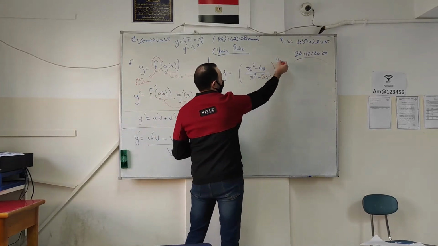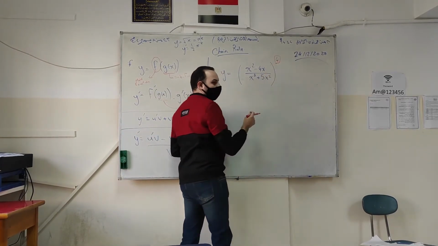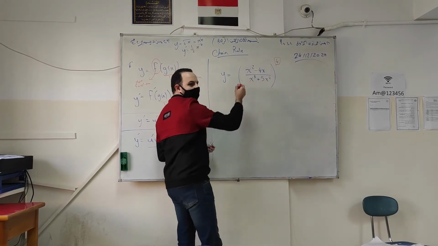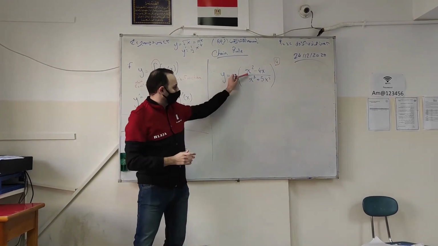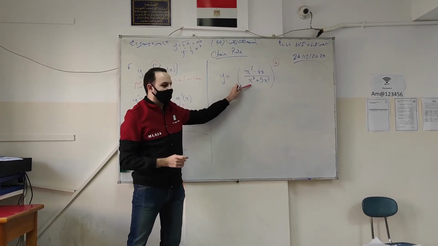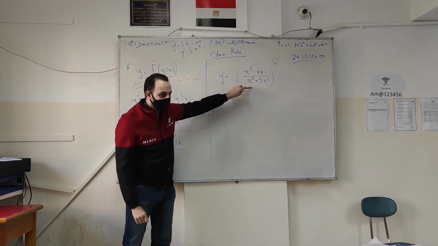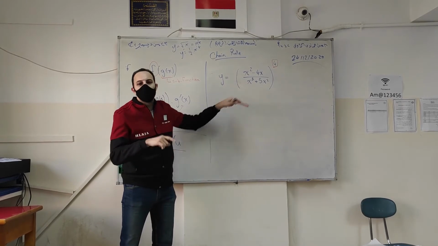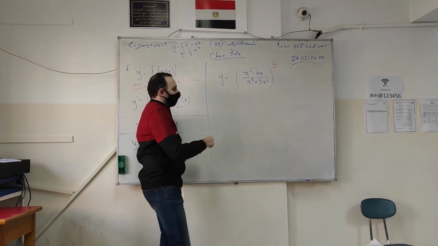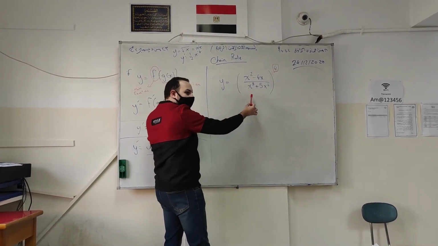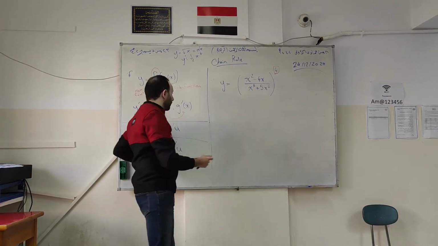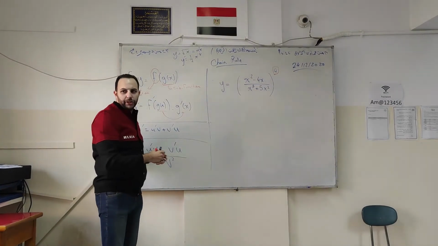Because I have the main function here, the power 4, and I have here a sub-function which is x squared minus 4x over x power 3 plus 5x squared. Now, the sub-function itself, I will apply the quotient rule. So I have here a quotient rule inside a chain rule. Okay? How can we apply the chain rule first?